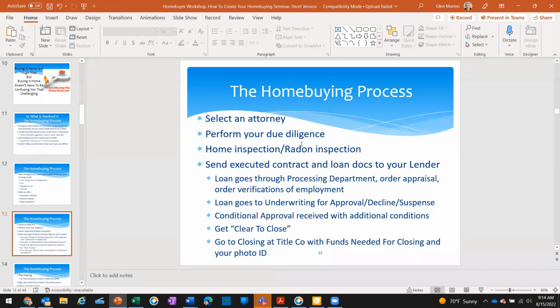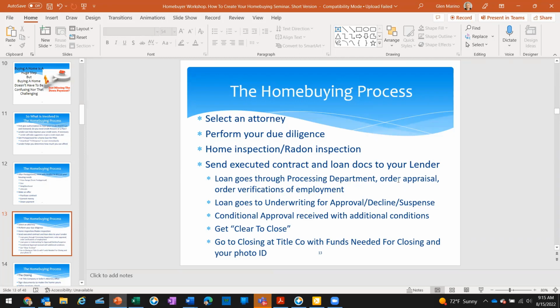You're going to perform your due diligence. You're going to hire that home inspector, make sure that everything is operating as intended, that the foundation doesn't have cracks in it, that the roof doesn't have leaks in it. You're going to do a radon inspection. You're going to send that executed contract and your loan documents to your lender, so now they can create the full application, which then starts in the processing department once it's signed.